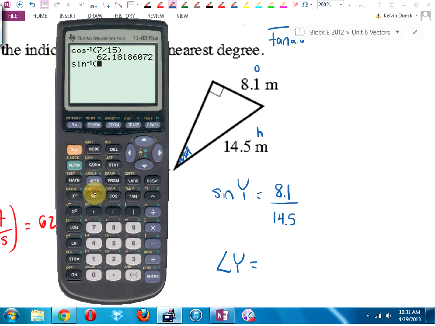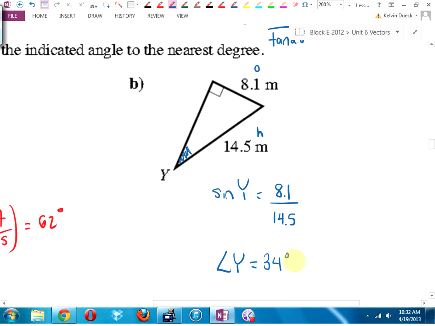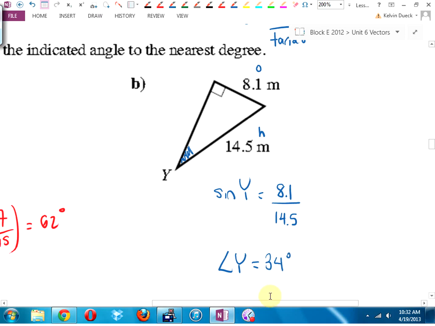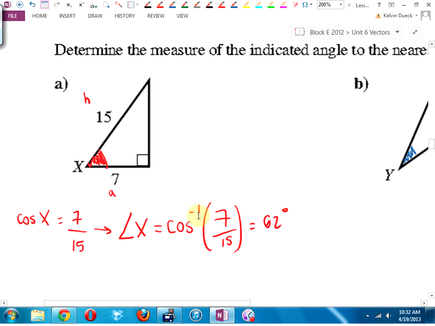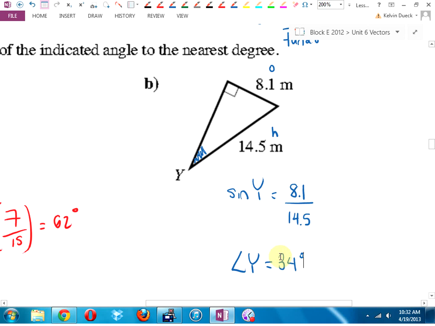Second function, sine, 8.1 divided by 14.5, all in brackets because it's that whole thing, the inverse sine of that. 33.96, I think it's supposed to be 34 degrees, yes? Oh, and you'll notice this time I wasn't so fussy, I didn't bother showing this little inverse cos. You can. And I'm just showing you that in case you ever do have a teacher who's insistent on saying, show me what you did. Me, as far as I'm concerned, if I see that line there and the answer, that's plenty.